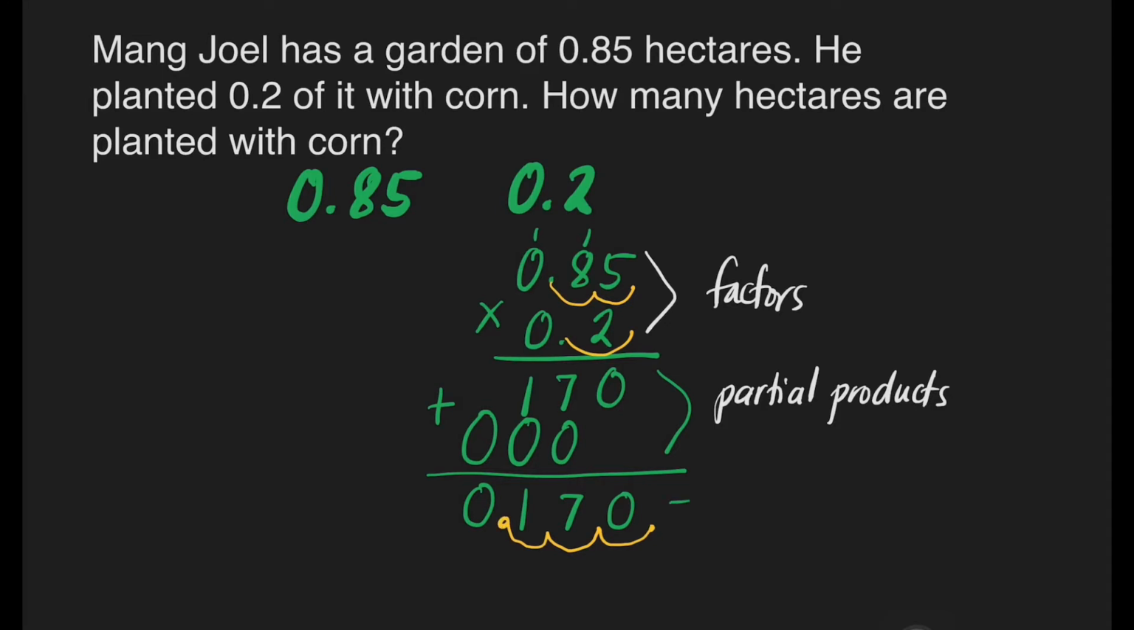And then, it means we'll have 0.170. So, it means Mang Joel planted 170,000 hectares of corn. Or, we have another answer. Since 170,000 is in the highest form, we can still reduce it to the lowest form. It means we can just write 0 decimal point and 17. That's 17 hundredths hectares. So any of these two answers will do.